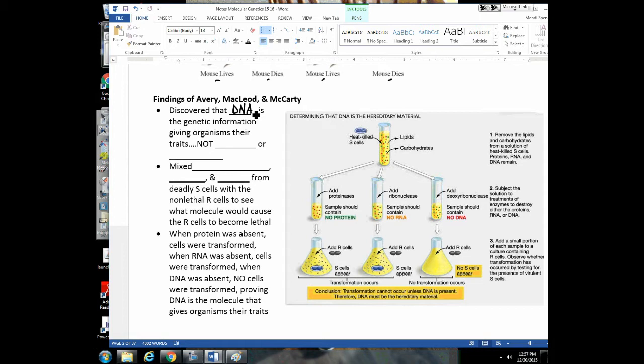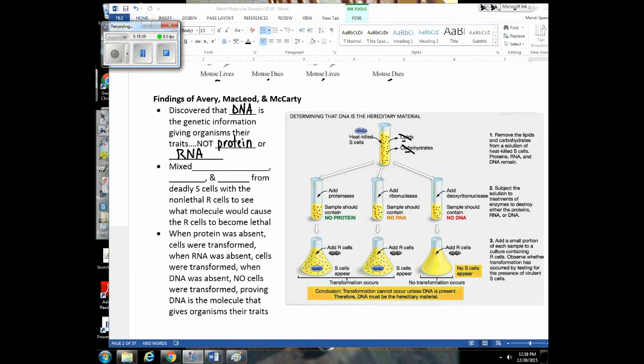And they had pretty much figured out it wasn't going to be the lipids or the carbohydrates that were coding for traits, but they weren't sure if it was the DNA or if it was proteins or RNA. So they set out to figure out which one is the genetic information of organisms.